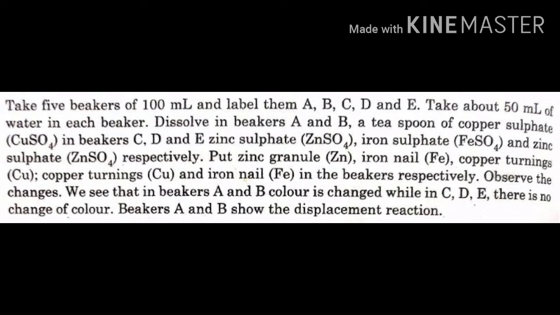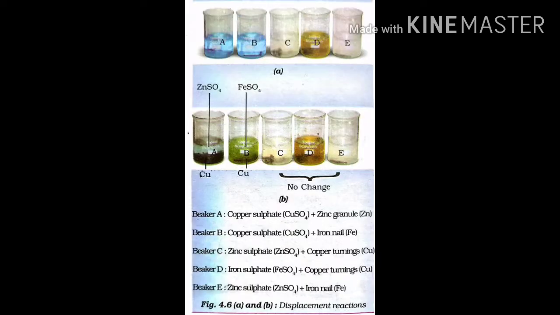Activity 4.8. Take 5 beakers of 100 ml and label them A, B, C, D and E. Take about 50 ml of water in each beaker. Dissolve in beakers A and B a teaspoon of copper sulfate. In beakers C, D and E, zinc sulfate, iron sulfate and zinc sulfate respectively. Put zinc granule, iron nail, copper turnings and iron nail in the beakers respectively.